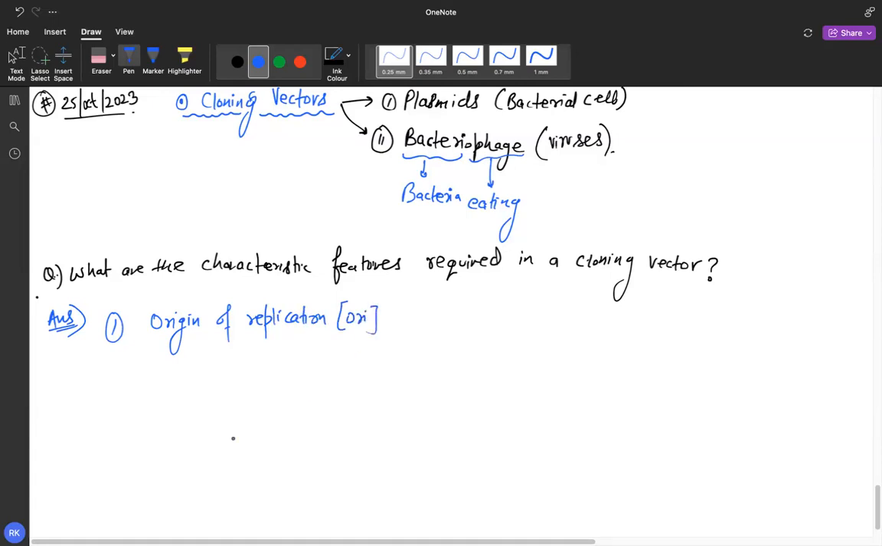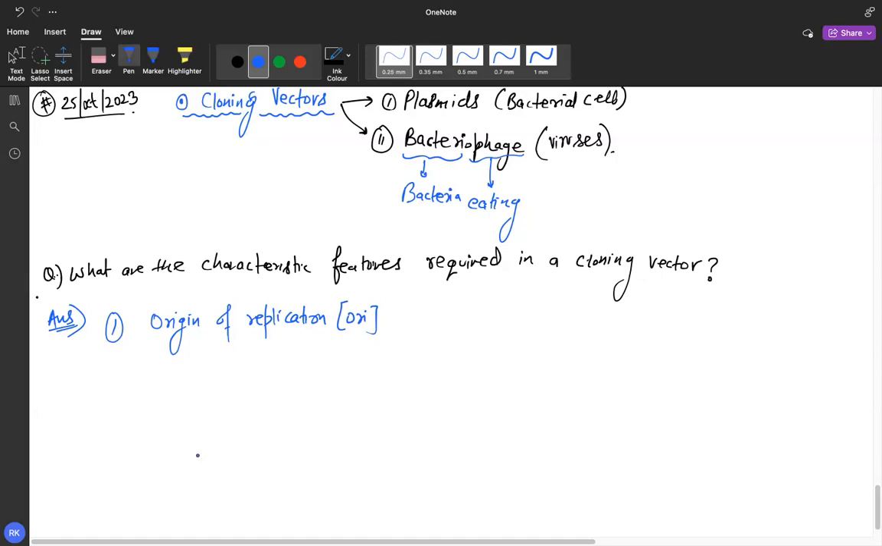Known as ORI, yes. So you can write down, and it's not like it just should have an origin of replication sequence. The origin of replication should also support high copy number. Because if you have an origin of replication, you can make just one copy, okay? Because those are not very high copy number producing sequences. So what is this first? Write down.